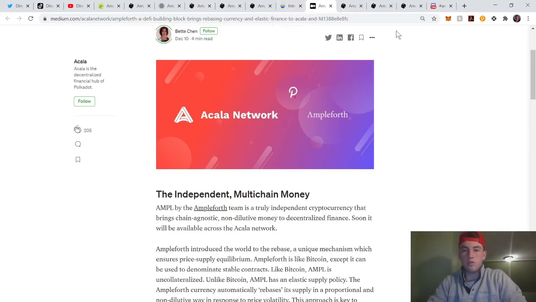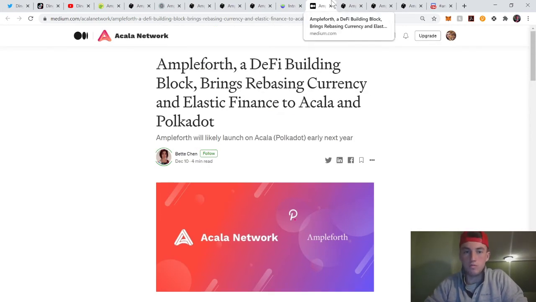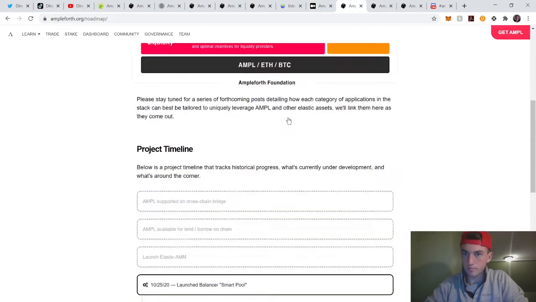But Ampleforth is going cross-chain to Polkadot, Tron, which is trash. That's just for some face, to see if people will jump onto Ampleforth by getting on Tron.